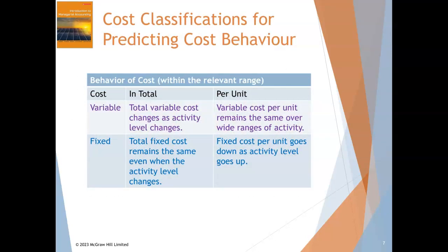Cost classifications for predicting cost behavior. Variable: in total, variable cost changes as activity level changes. Per unit, variable cost per unit remains the same over wide ranges of activity. Fixed: in total, fixed cost remains the same even when the activity level changes. Per unit, fixed cost per unit goes down as activity level goes up.